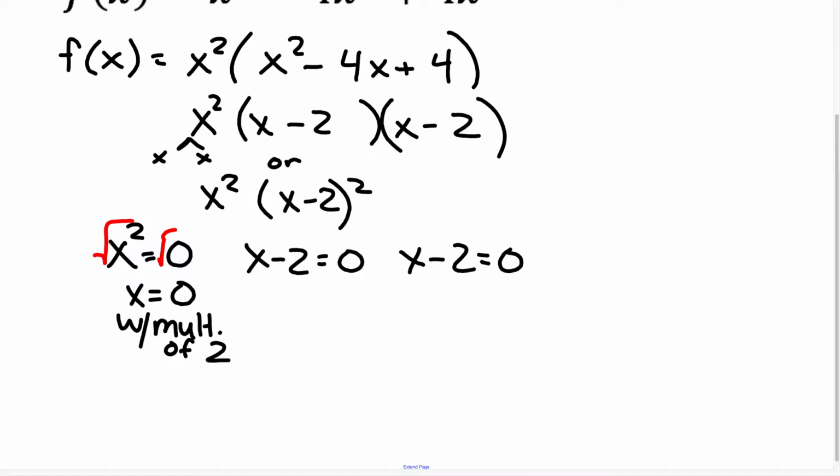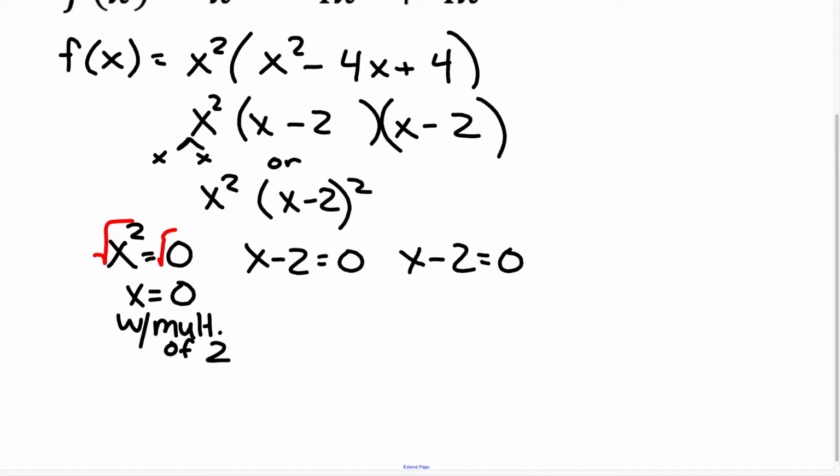Now, if that was x cubed, I would say x cubed equal to 0. X would still be 0, but it would be with multiplicity of 3. Right? So the multiplicity is going to equal the exponent on the x. Okay, because that's x times x times x. There's really 3 factors.